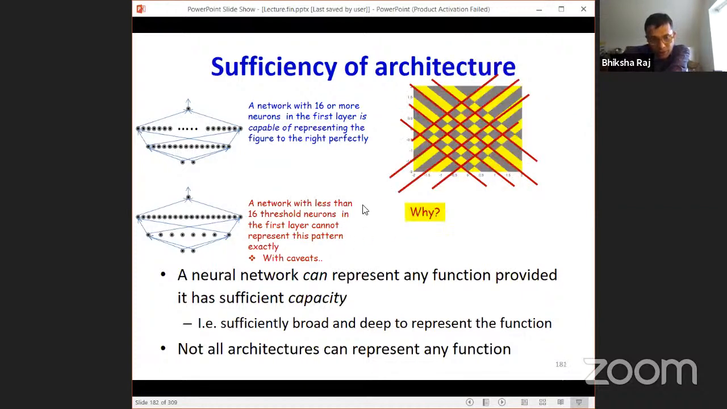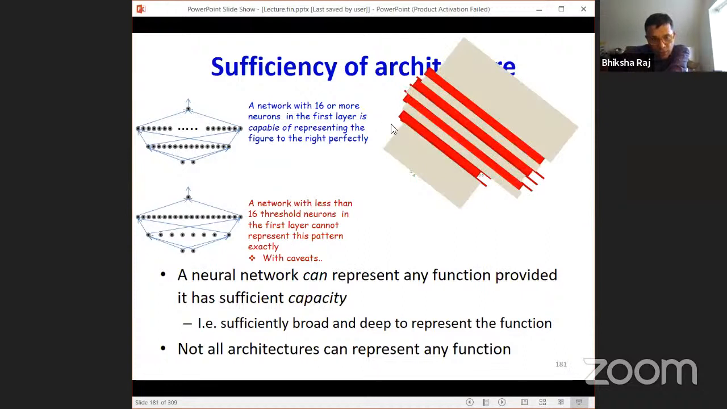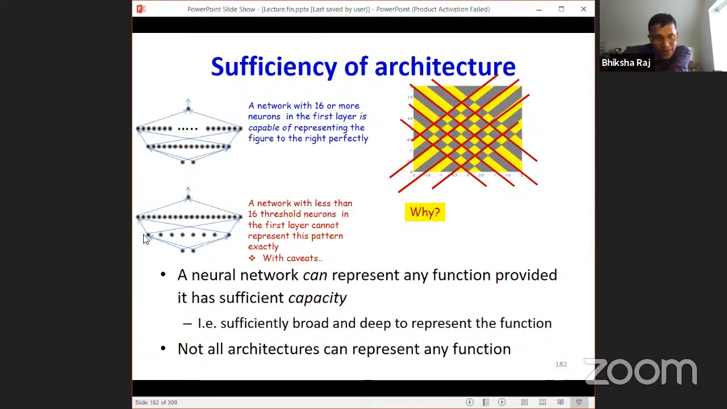Now, maybe the fact that these 8 boundaries are all parallel confounds the issue. So what if I had 8 threshold neurons which captured these 8 lines? Even so, the only information I would be able to get once the input goes past this first hidden layer is which of these various regions the input lies in, but I will not be able to make further distinctions within any given region. So for example, within this region over here, the outputs of all the 8 neurons will remain the same regardless of where I am. I can move around and the output will not change.